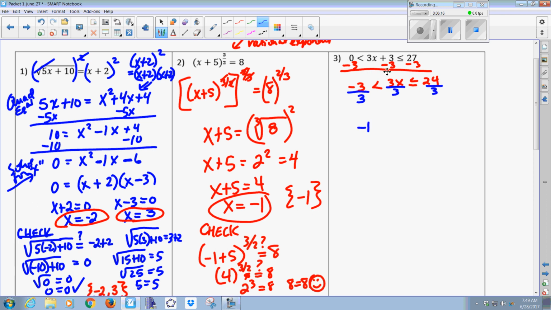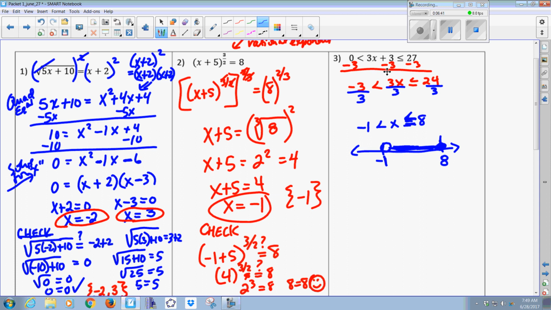And we get -1 is less than x, which is less than or equal to 8. So on the number line, that would look like this, -1. We'd have an open circle. We'd shade everything up to 8. We'd close the circle at 8. So it's this entire set of numbers between -1 and 8, with 8 being included in that set.